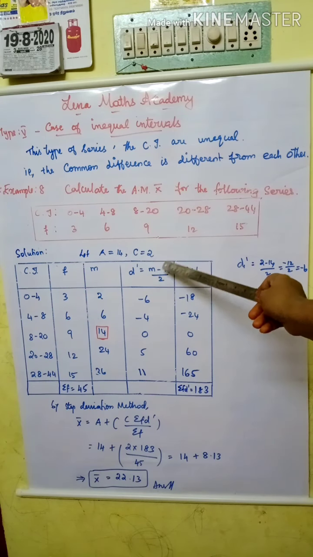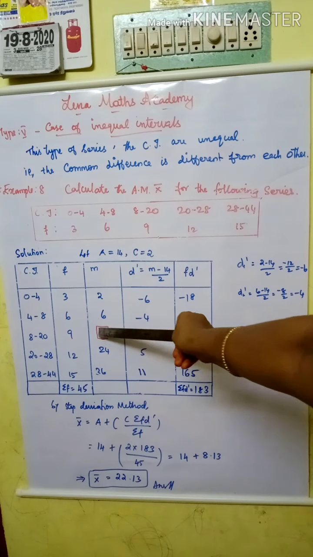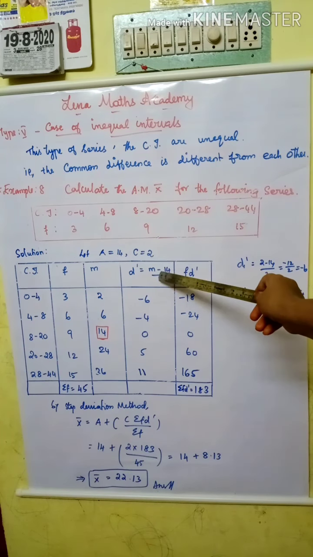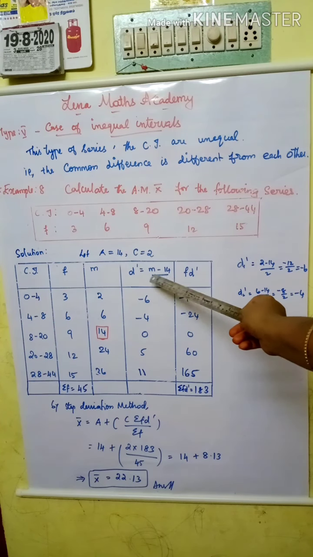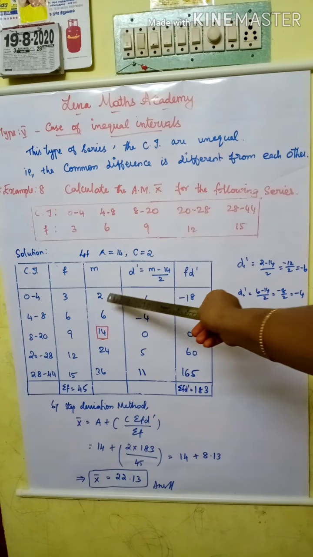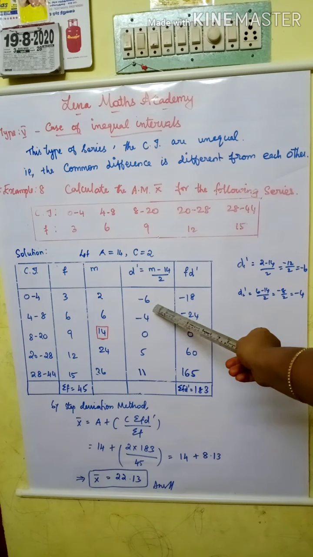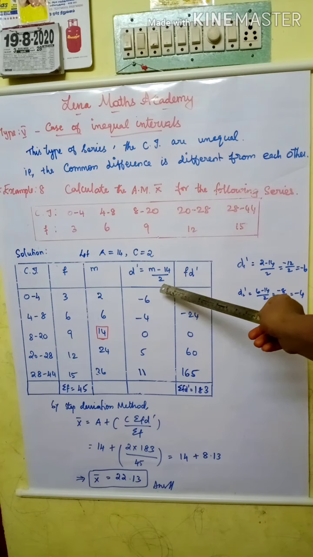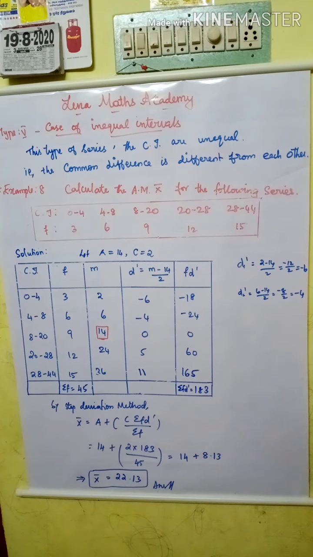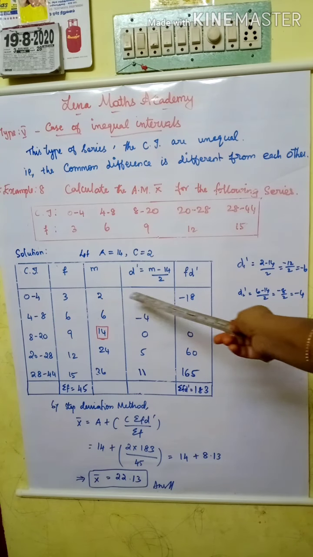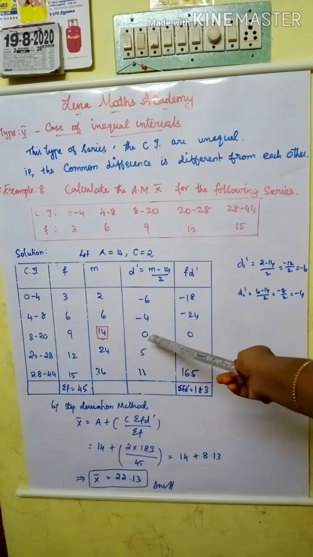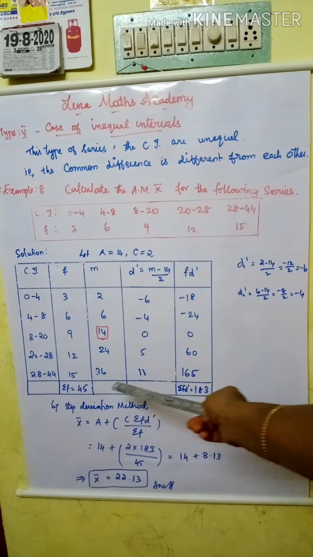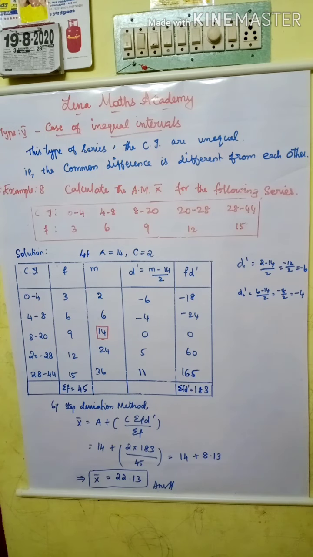Deviation is m minus a divided by c. The assumed mean A is the central value, 14. Since the common difference differs, let us consider c as 2. M minus 14 divided by 2: for m equal to 2, 2 minus 14 divided by 2 is minus 6. For 6, 6 minus 14 divided by 2 is minus 4. Similarly we get 0, 5, 11. So f d dash: 3 into minus 6, minus 18; 6 into minus 4, minus 24; 9 into 0, 0; 12 into 5, 60; 15 into 11, 165. Summation f is 45, summation f d dash is 183.